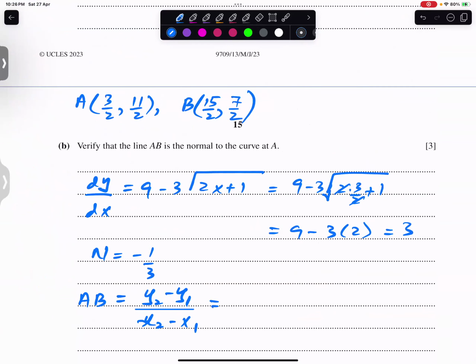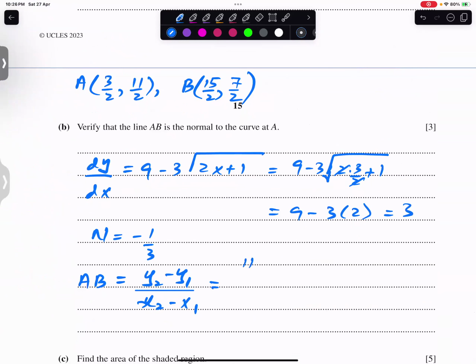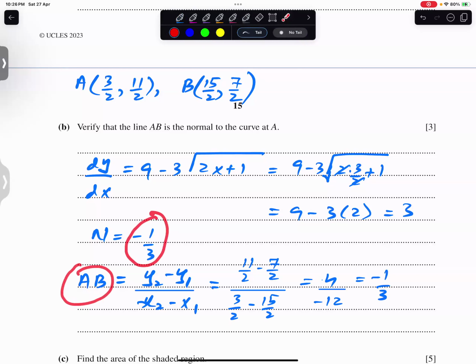Now let's find the gradient. So 11/2 minus 7/2, divided by 3/2 minus 15/2. Obviously 11 minus 7 will be 4, divided by 3 minus 15 which is minus 12. So this will be -1/3. So as you can see, the gradient of AB is the same as the gradient of the normal. So it means AB is also a normal.